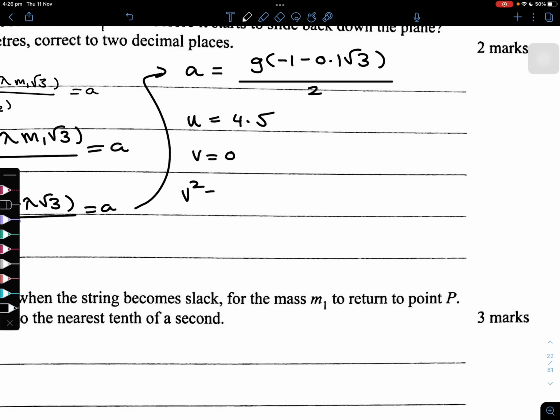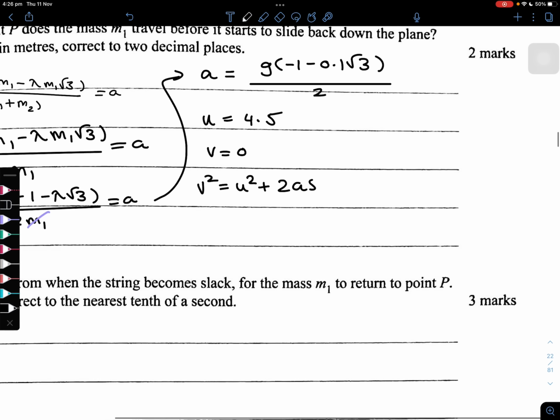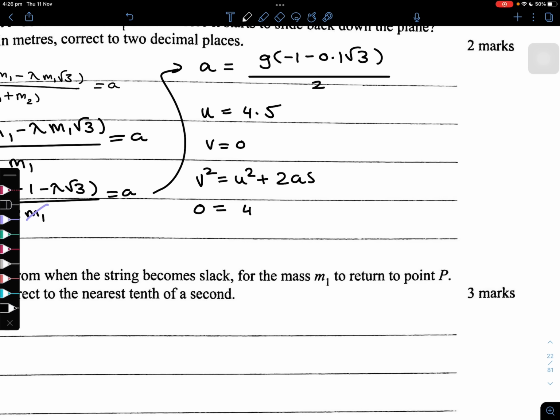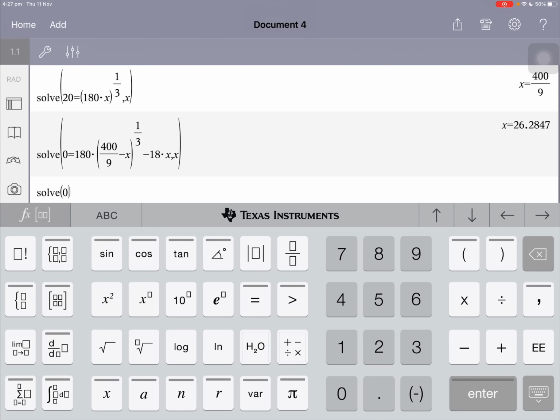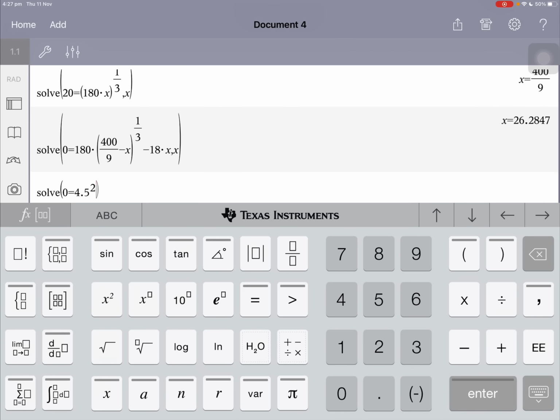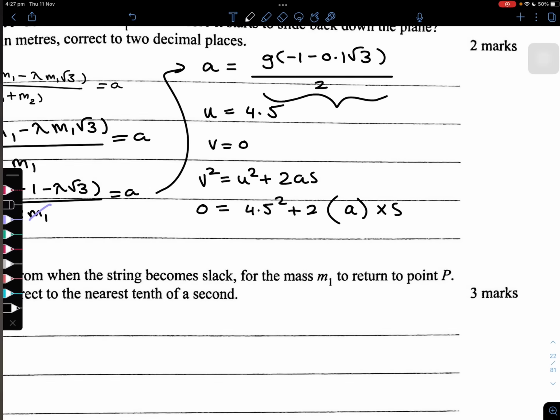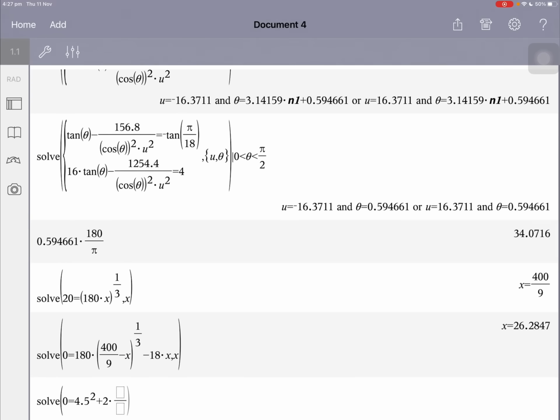Now we can use our formula for constant acceleration: v squared is equal to u squared plus 2as. We want to work out what the displacement is before it starts to slide back down. So we go 0 is equal to 4.5 squared plus 2a, times s. I'm not going to write out all of a, I'll just write a. Now, if we go on the calculator and solve for s, that should tell us how far it's going to slide up. So let's go to solve: 0 is equal to 4.5 squared plus 2 times a. Now, a I didn't write down.